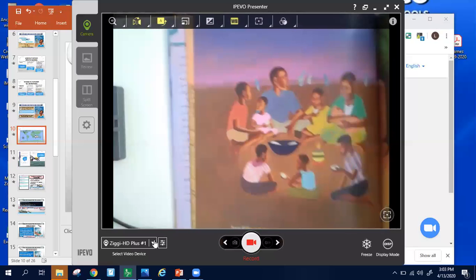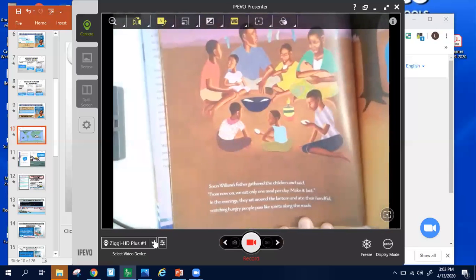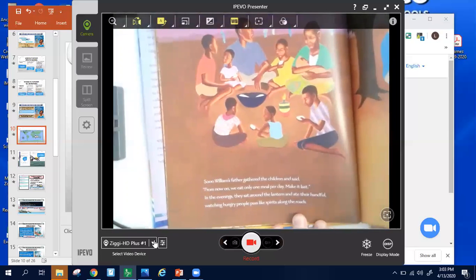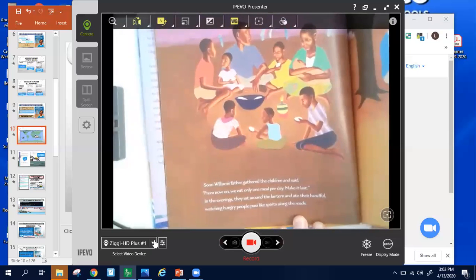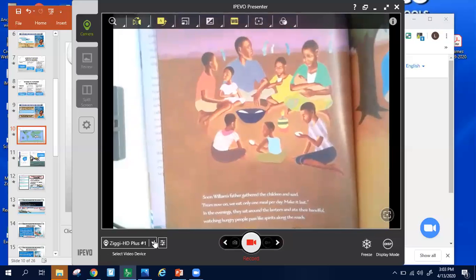and turned to dust. Soon William's father gathered the children and said, "From now on, we eat only one meal per day. Make it last." In the evenings, they sat around the lantern and ate their handful, watching hungry people pass like spirits along the road.